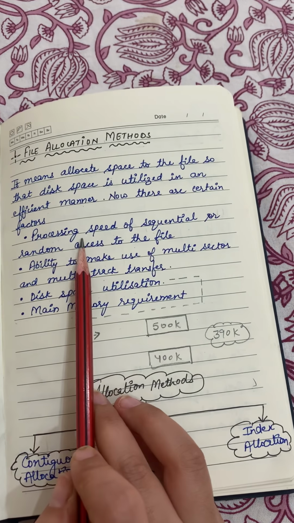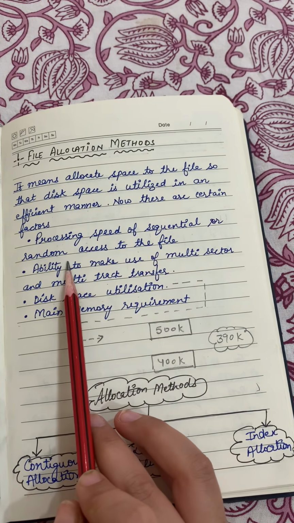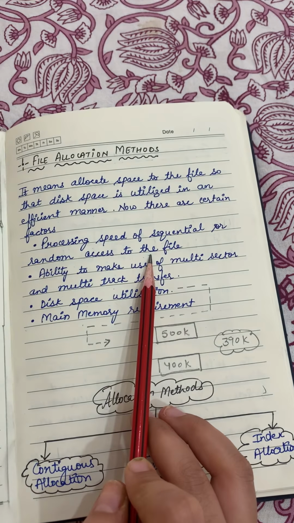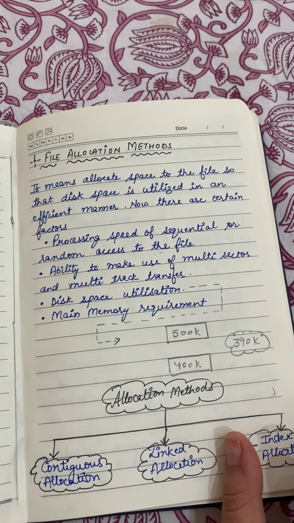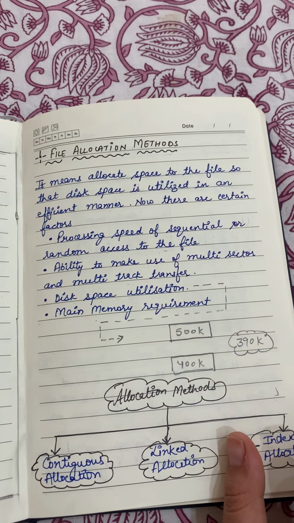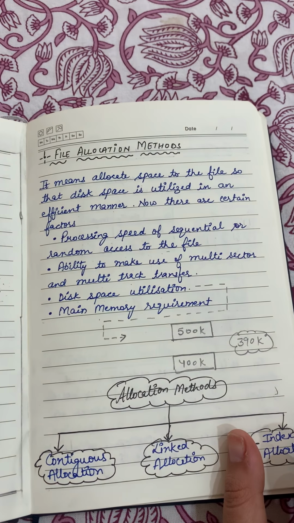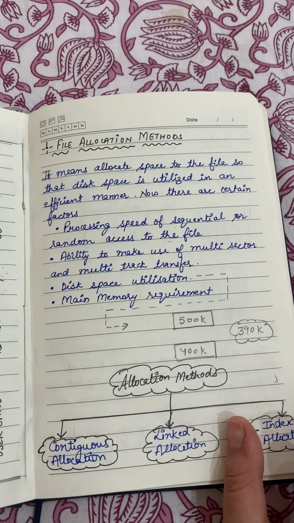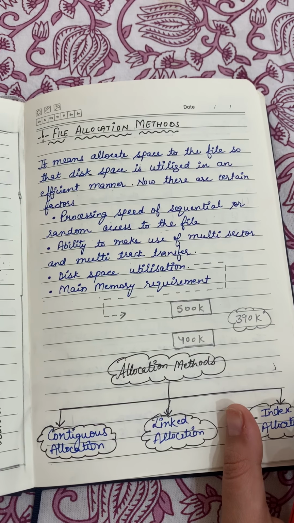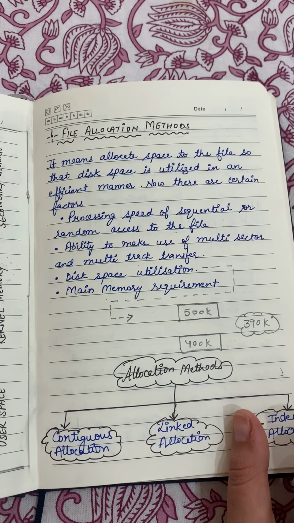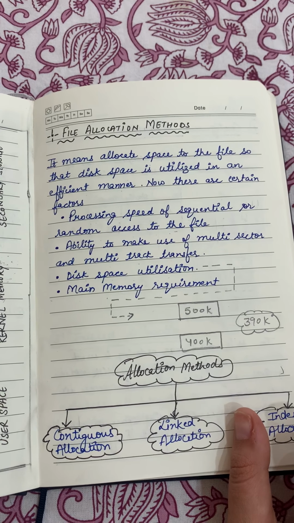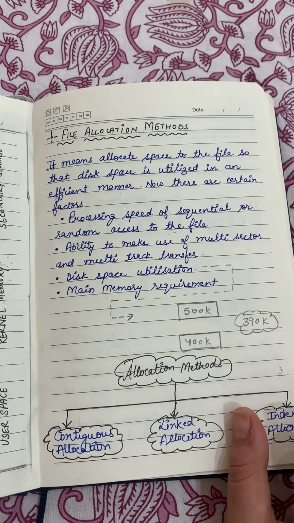So first is processing speed of sequential or random access to the file. So it is actually the processing speed in both sequential or random access. It means, suppose I am allocating space to a file and after that allocation my sequential or random access is too slow, then that allocation is considered to be inefficient.